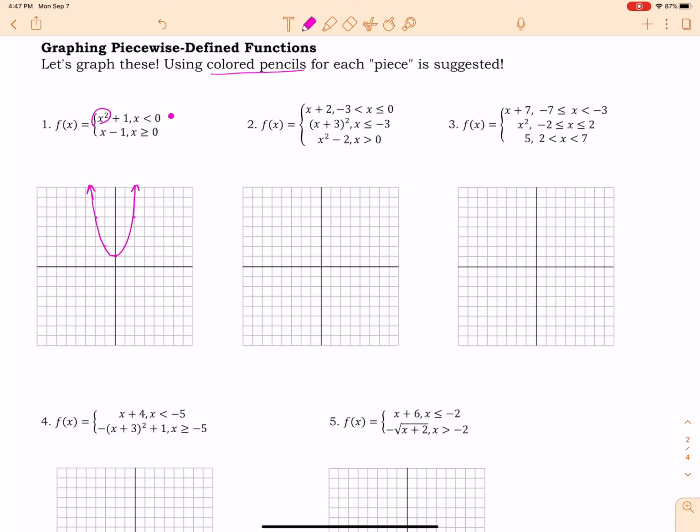However, it's restricted to x less than 0. Remember, x is the domain, so that's my x-axis right there. And if it's restricted to less than that, that means that way. So I'm going to erase that, and I'm just going to put an open circle, since it's just less than 0, not less than or equal to, and draw my graph just like that.